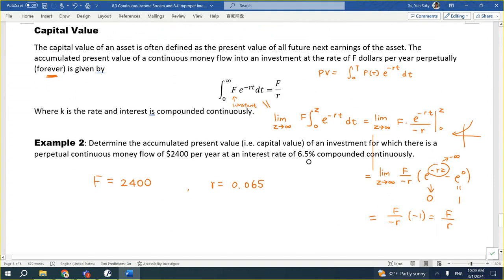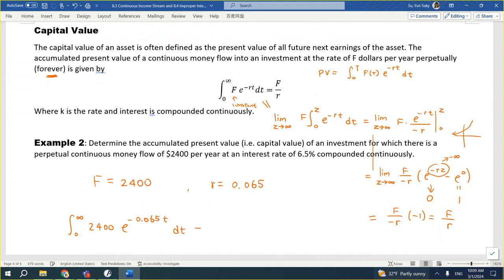Okay. So now we get the capital value. So it's the integral from 0 to infinity of 2,400 e to the negative 0.065 t dt. Now that equals f over r. So we already showed why we get f over r. So now we just plug in f over r.